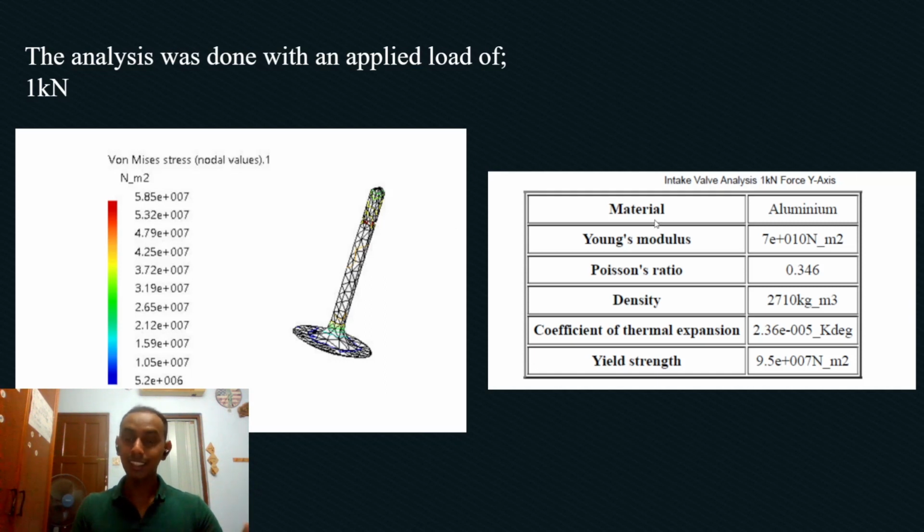The material that was used for this analysis, or this valve, is aluminium with a Young's modulus of 7 times 10 power 10 Newton per meter square, Poisson ratio of 0.346, density of 2710 kg per meter cube, coefficient of thermal expansion of 2.36 times 10 power negative 5 per Kelvin, and a yield strength of 9.5 times 10 power 7 Newton per meter square.